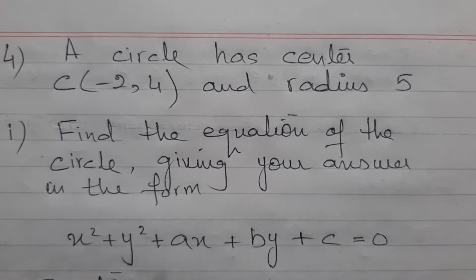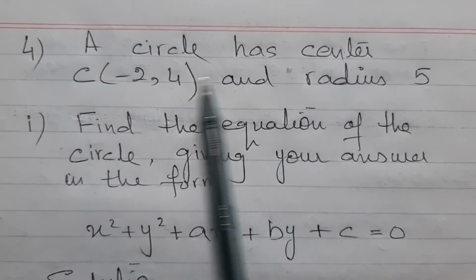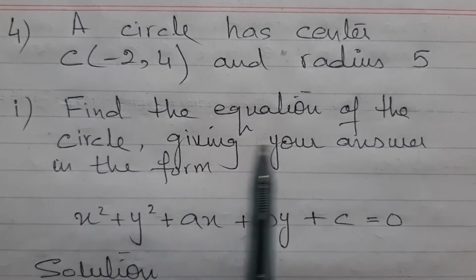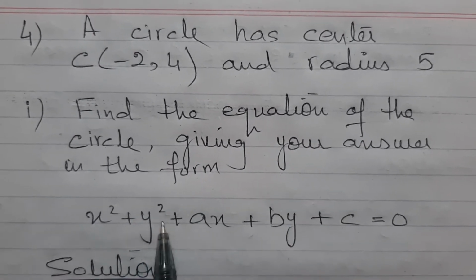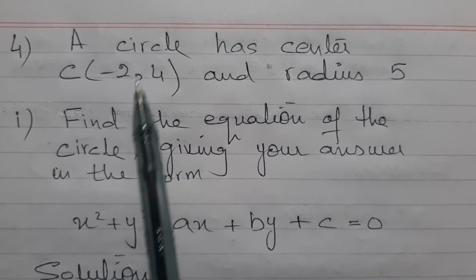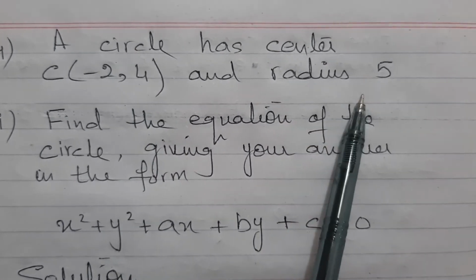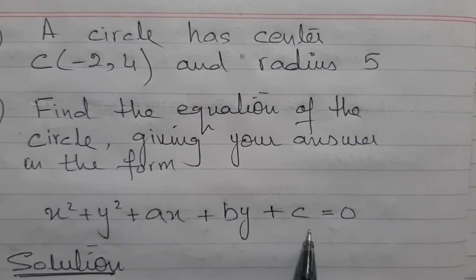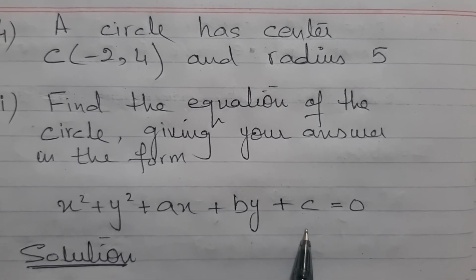Now the question is saying a circle has center -2, 4 and radius 5. Find the equation of the circle in this form. Right? I'm repeating. This is the center of the circle, which is -2, 4, and the radius is 5. You have to write it in this form. So let's see how we will solve it.